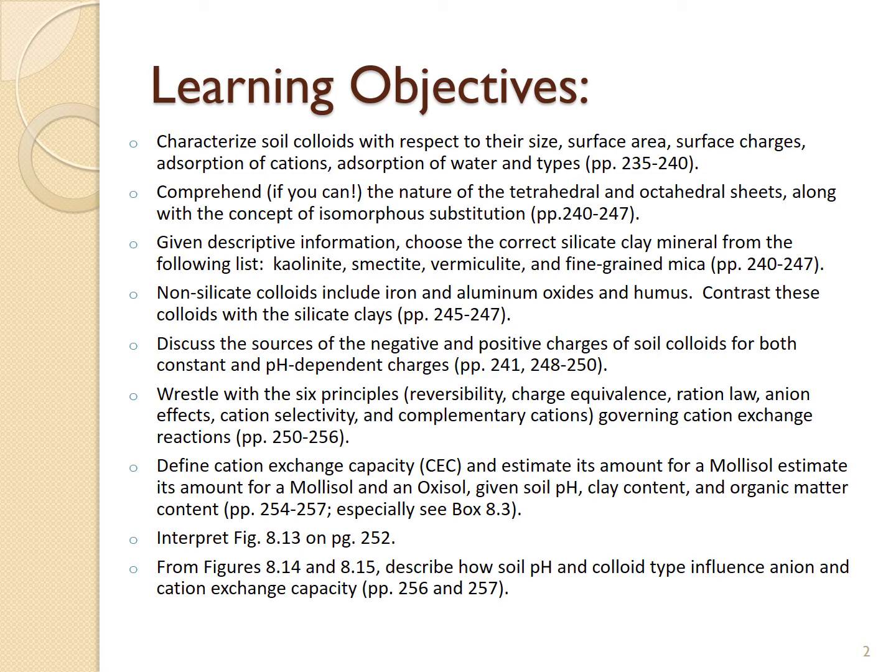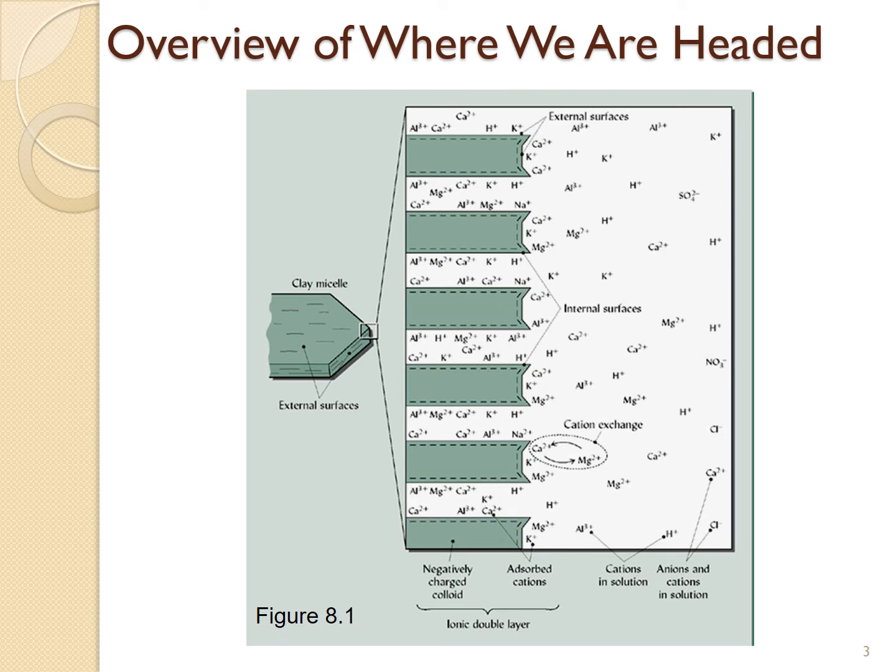It's found in soil. So we're going to talk about whether or not colloids have negative or positive charges. We're going to talk about something called constant or pH-dependent charge. We're going to talk about 6 principles of cation exchange reactions. We're going to define cation exchange capacity. And we're going to talk about soil pH. So an overview of where we're headed here.